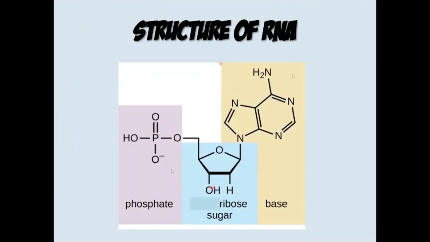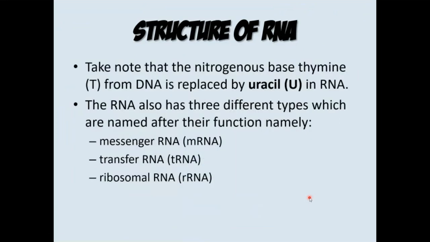Then, yan yung structure ng RNA. And then, take note that the nitrogenous base thymine from DNA is replaced by uracil sa RNA. And then, meron tayong different types ng RNA, namely, messenger RNA, transfer RNA, and then ribosomal RNA. Yan yung acronym or palatandaan para ma-determine natin yung types ng RNA.